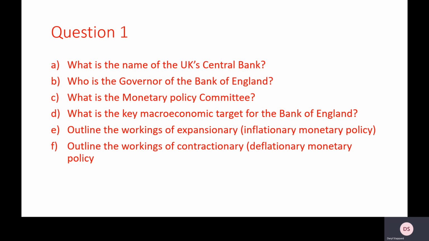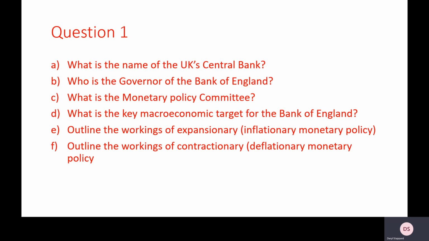The Monetary Policy Committee is made up of 9 independent members. These 9 people meet on a monthly basis to decide what the Bank of England's monetary policy should be. We could link that to D, which was what is the key macroeconomic target for the Bank of England. Well, the Bank of England have been tasked with keeping inflation as close to the 2% target as possible, so their overall objective is price stability. But they have one eye on things such as economic growth and unemployment, and they'll even keep one eye on the exchange rate as well.